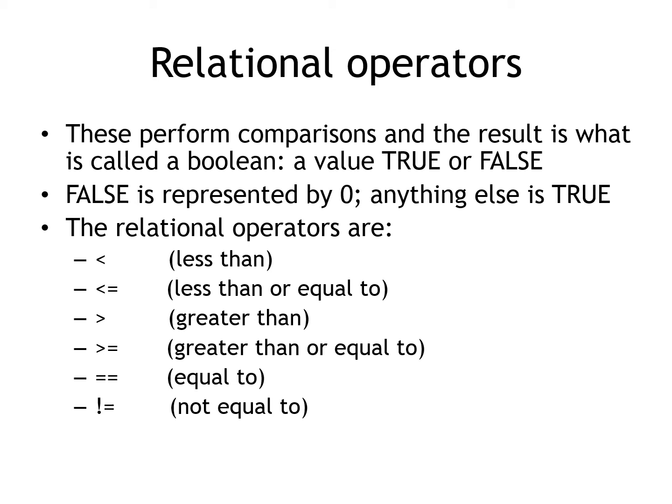Next is relational operators. This performs comparison, and the result is a Boolean, a value of true or false. False is represented by 0, and true is represented by 1. So the relational operators are: this is for less than, this is for less than or equal to, this is for greater than, this is for greater than or equal to, and this is equal to.